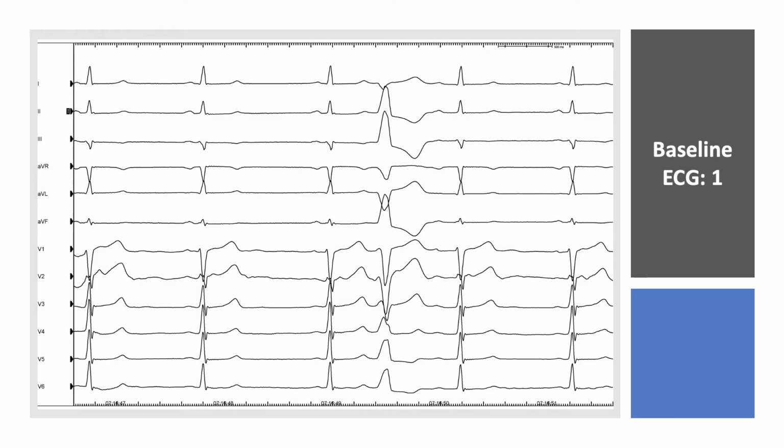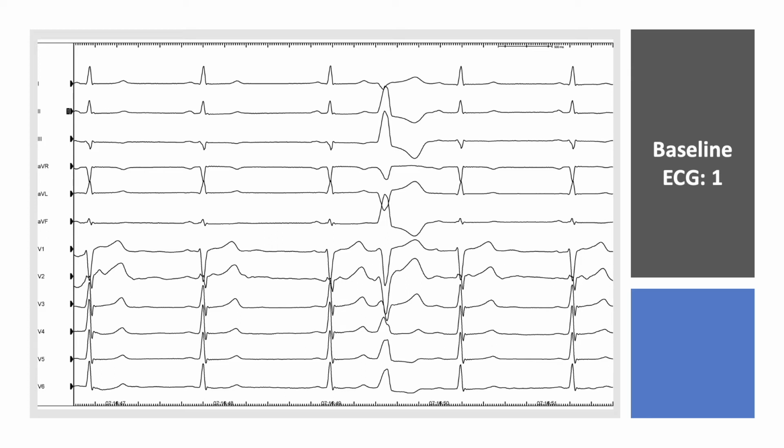Typical ECG for a PVC from right ventricular outflow tract. We have left bundle branch block morphology pattern, inferior axis, RS transition later than V3, and RS transition in PVC is later than in sinus rhythm. So it is compatible with an origin from right ventricular outflow tract.